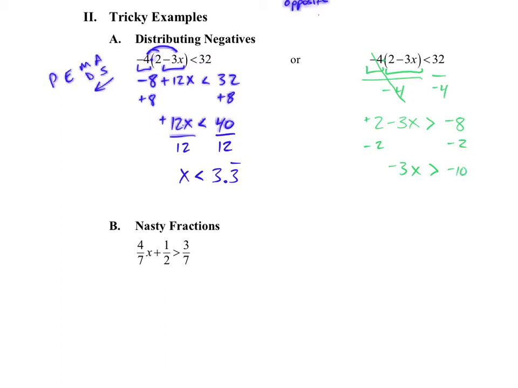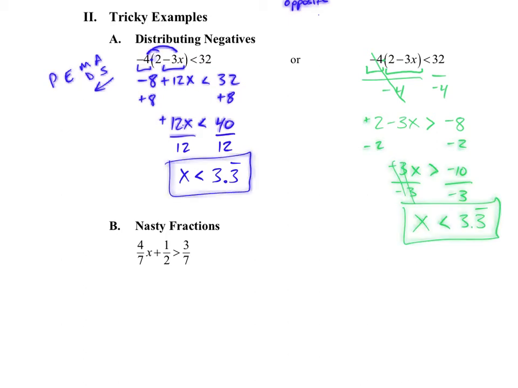Now I'm going to divide by a negative 3. My negatives cancel, my 3s cancel, and I just have an x. Because I divided by a negative, I need to flip that sign again. Then I have negative 10 divided by negative 3, which is 3.3 repeating. So you get the same answer no matter which way you do the problem. Pick the way that works best for you.